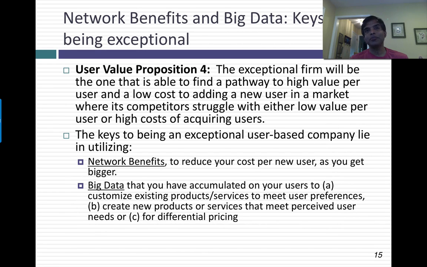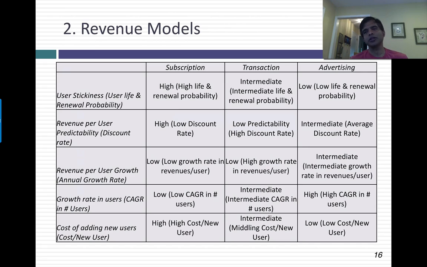So an exceptional company basically uses big data to pump up the value per user, because you use proprietary data. And that's what the Netflix and the Amazons of the world do, and uses networking benefits to drive down the cost. And if you can pull that off, and it's a tough combination to pull off, you can see why that is the key to becoming an exceptional company.